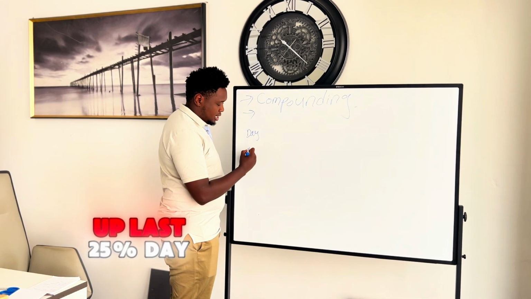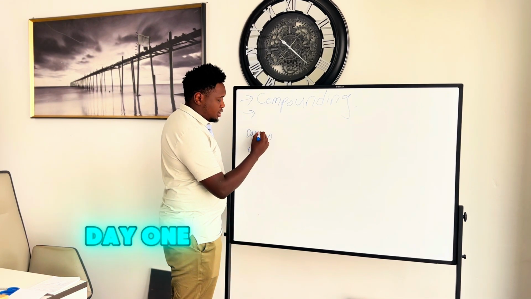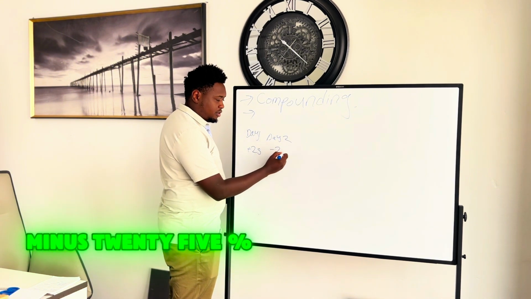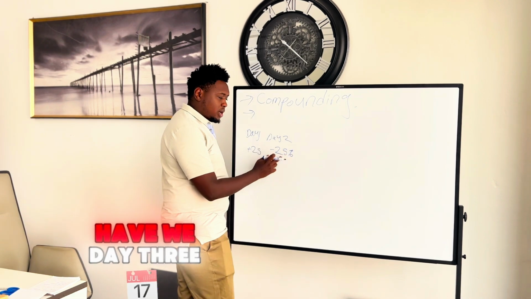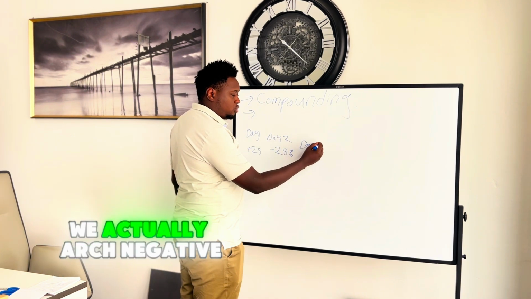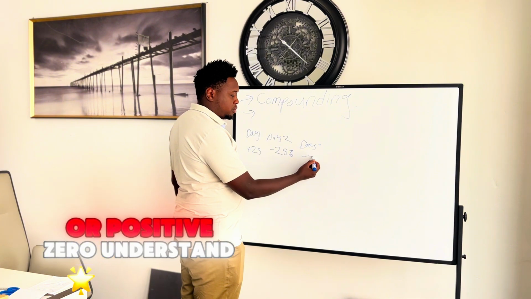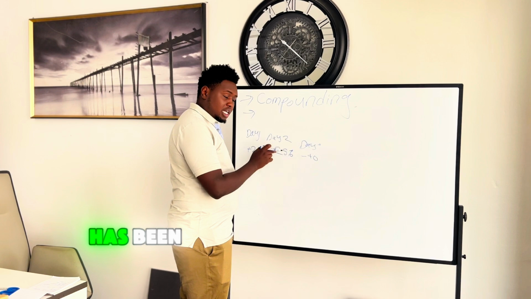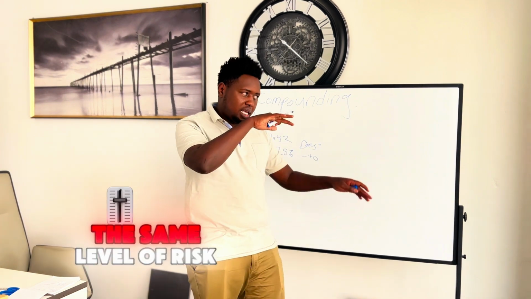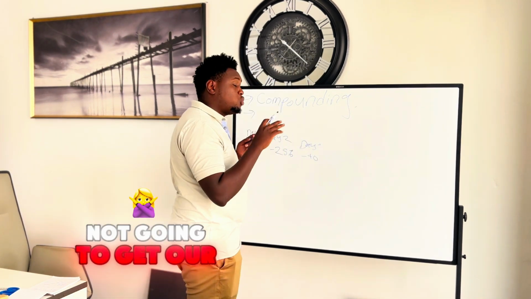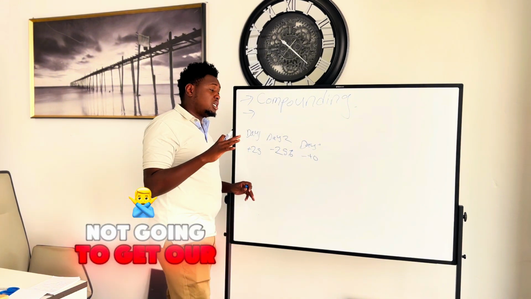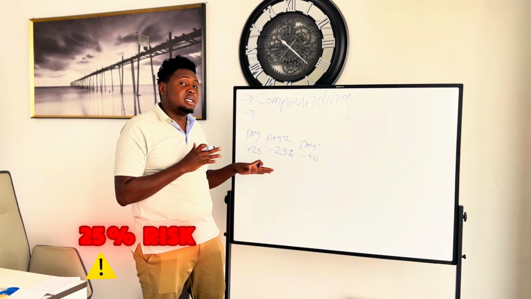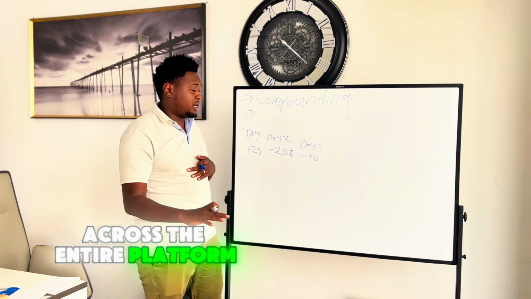We are up plus 25%. Day 1. Day 2, we lose 25%. So you understand, day 3, we are actually at 0. You understand? Because you are maintaining the same level of risk. That's why we are not going to guess our lot size. All along, we are not going to guess our lot size. We are going to do calculated lot size so that we maintain a 25% risk across the entire platform.